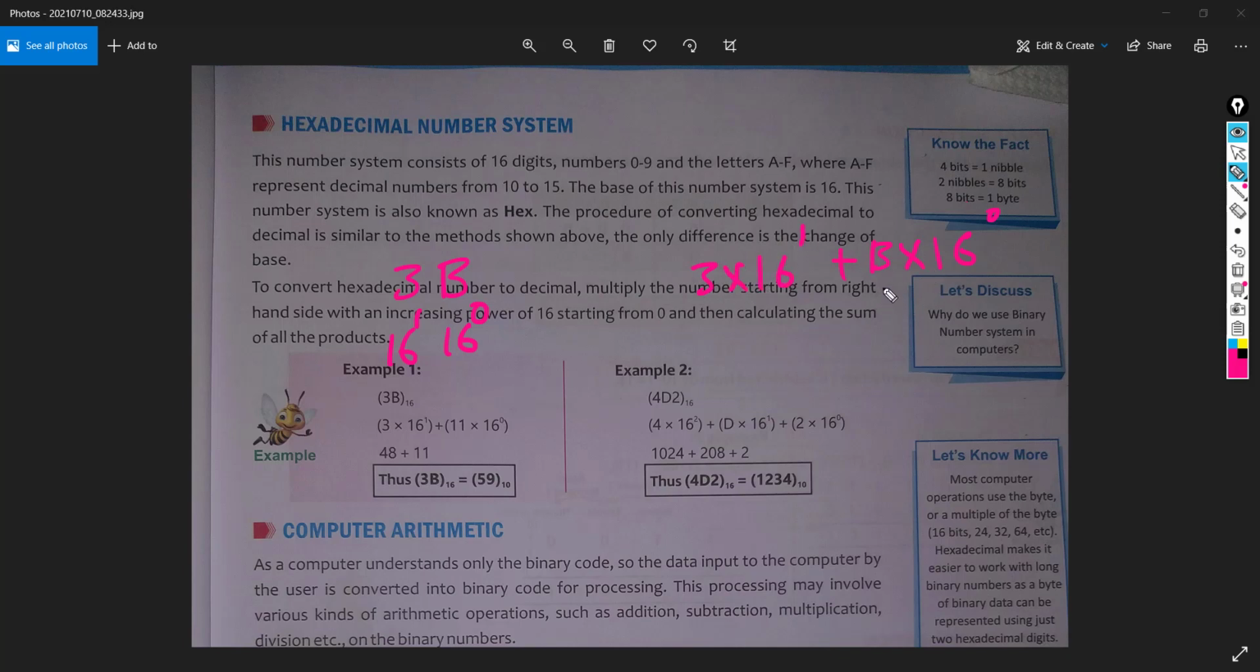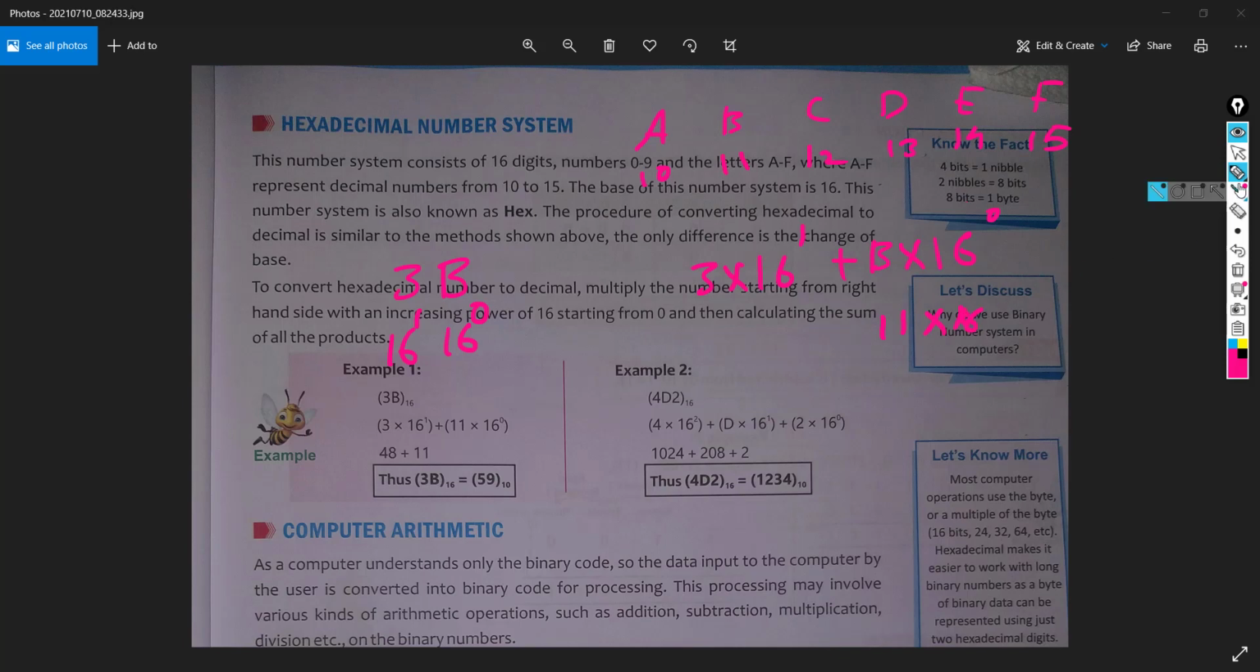Then what is the actual value of B? After 9 we use A for the value 10, then B for 11, C 12, D 13, E 14, F 15. So instead of B, which value can we write here? 11.